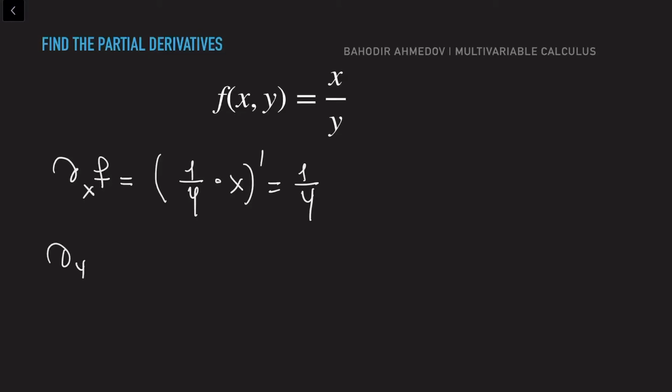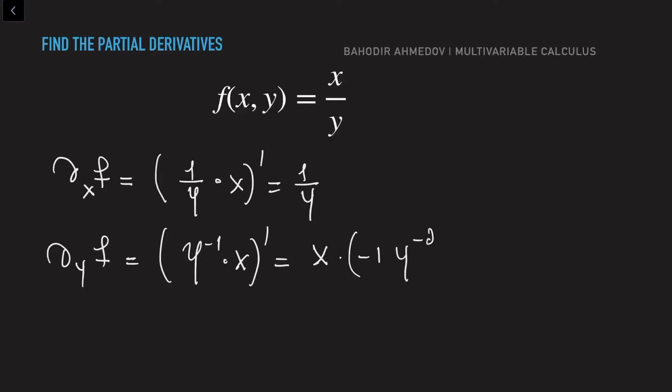And whenever we would like to find the derivative of this function with respect to y, let me write this as y to the power of minus 1 times x. So here we are going to look at x as a constant. So it's going to be a constant times the derivative of y to the power of minus 1, which is minus 1 times y to the power of minus 2. So it is going to be equal to minus x divided by y squared. So these two are the partial derivatives of this function with respect to its two variables x and y.